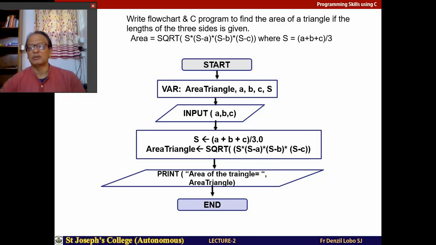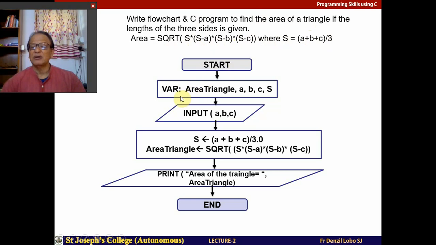And we come to the last of the programs here. Write flowchart and C program to find the area of a triangle if the length of 3 sides is given. Various ways are there to find the area of a triangle. You know, half b h is one. But if I don't have that, I can use this formula, square root of s into s minus a into s minus b into s minus c, where s is equal to a plus b plus c by 2. Now, first you have to find the value of s, because you have to substitute it in this formula.